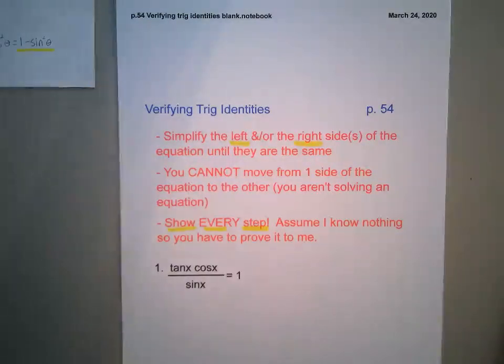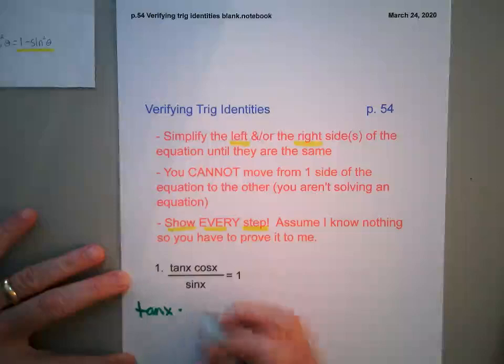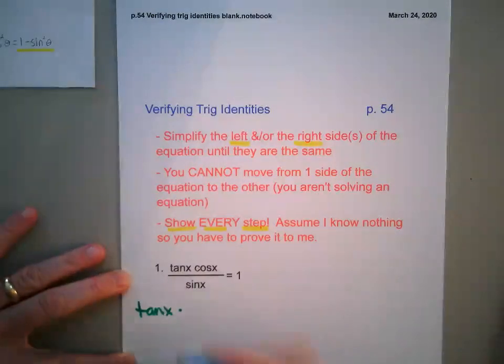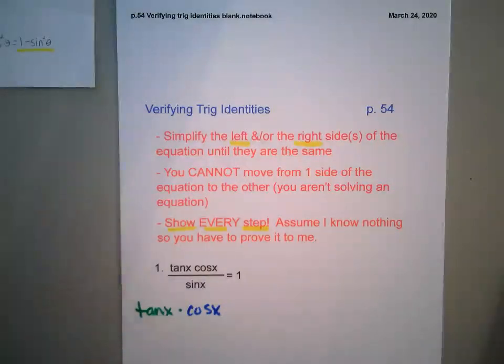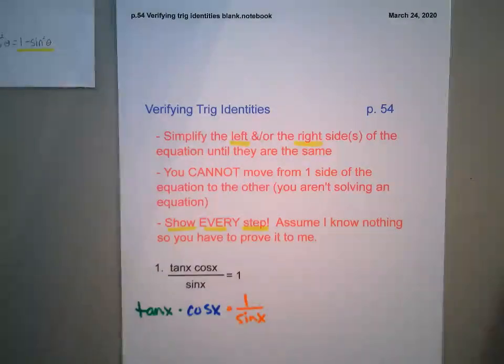So let's take a look at problem number 1. What can we do to get the left-hand side to equal the right-hand side? Yesterday, when we were working on simplifying, one of the things I mentioned is to separate these into 3 different fractions. So tangent x times cosine x times 1 over sine x. And as we're simplifying, we want to turn everything into sines and cosines.